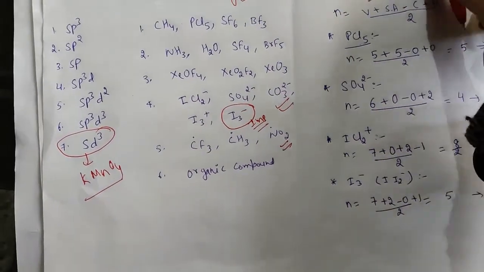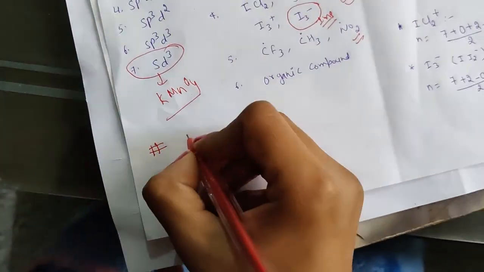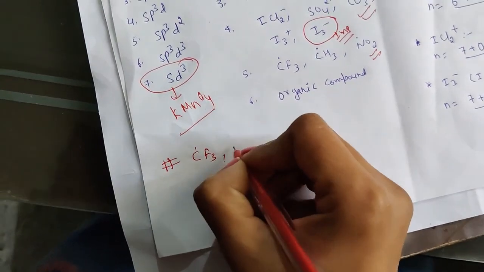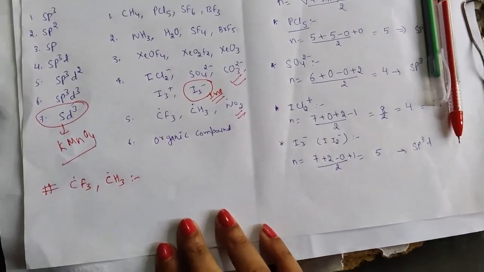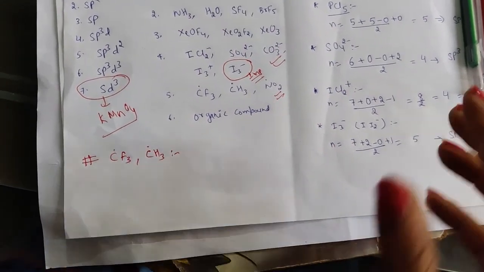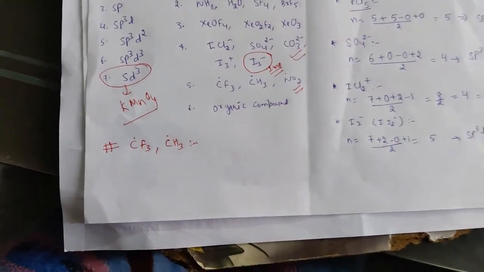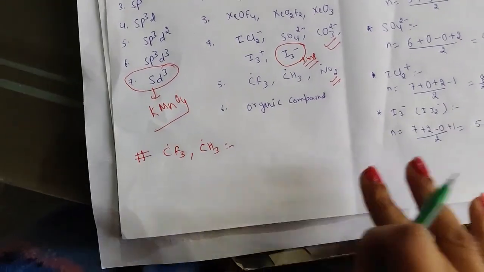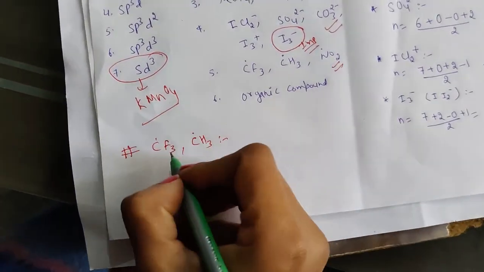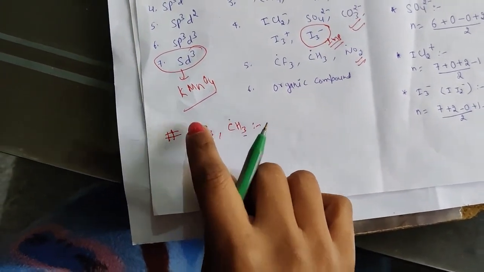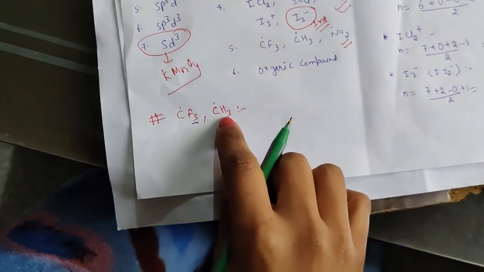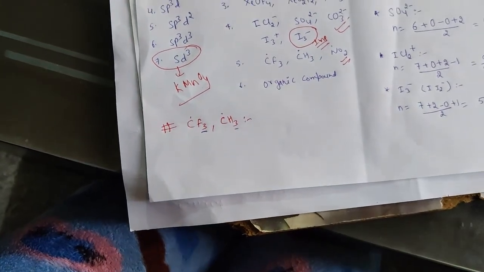Now if we have to find out for free radicals, for example CF3 and CH3 free radicals, we have a simple trick. There is a difference between an atom and a radical. In a radical, the electron is present in an excited state. Both are similar, but there is a small difference. You have to look at the side atom. If it is more electronegative than the central atom, then you count this electron, and if it is less electronegative, then you need not count the electron.